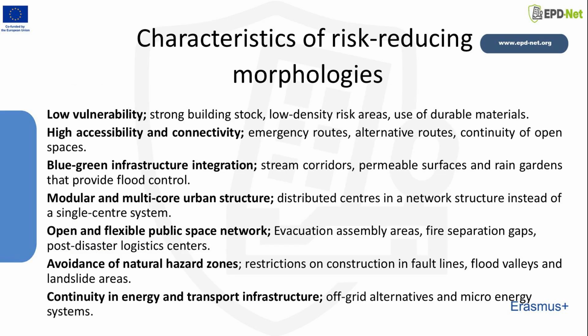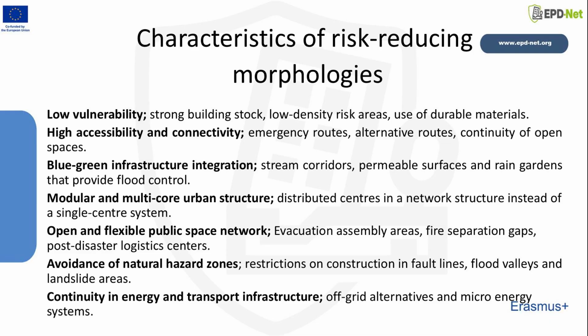Basic principles of urban forms aimed at reducing disaster risks: low vulnerability, strong building stock, low-density risk areas, use of durable materials. High accessibility and connectivity, emergency routes, alternative routes, continuity of open spaces. Blue-green infrastructure integration, stream corridors, permeable surfaces and rain gardens that provide flood control.